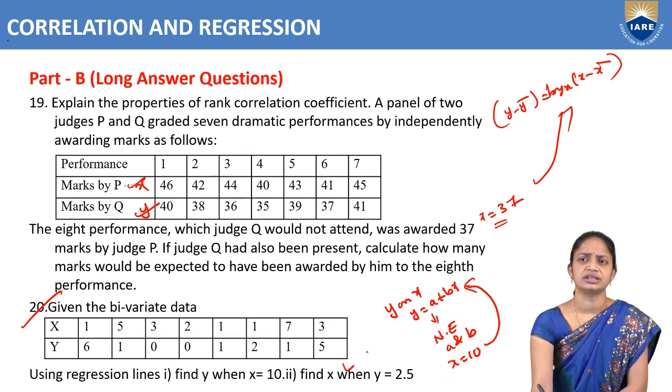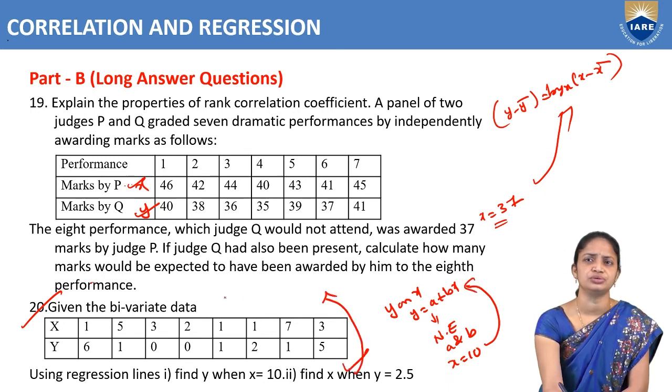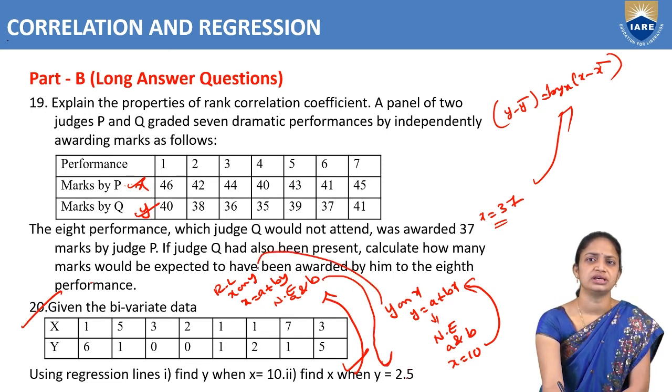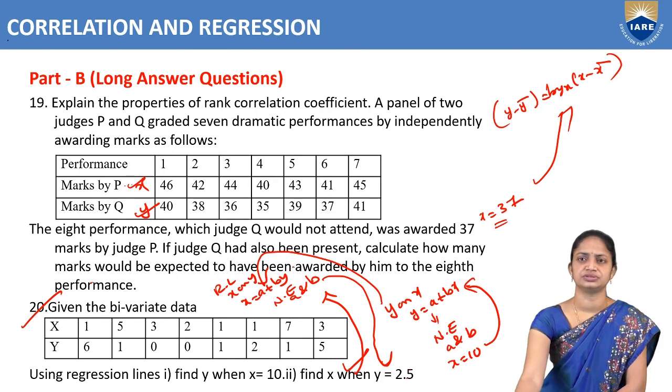Like that for this, we have to use the regression line of x on y. So that is x equal to a plus by. Here also the same, we have to write the normal equations. After that we have to find a and b. Then we have to substitute y equal to 2.5 over here. So that is our last question in part B.